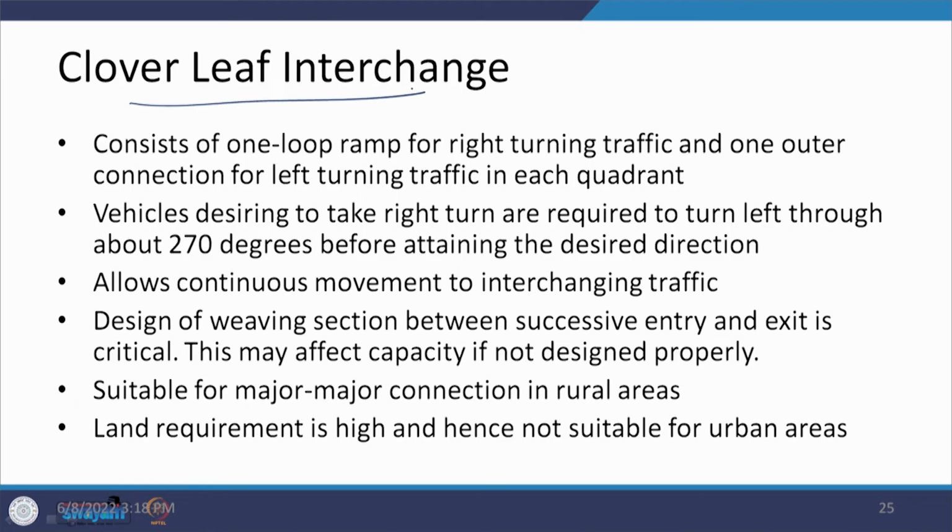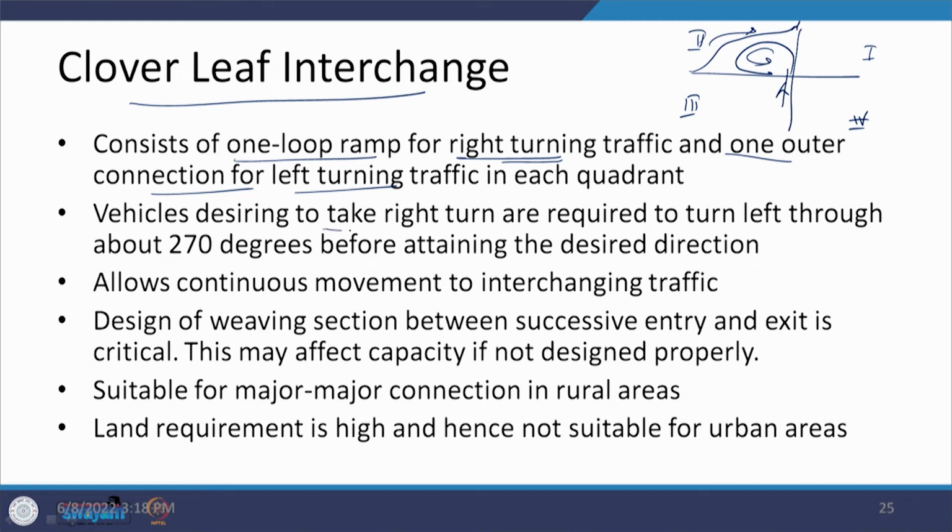Now, another case is of a Cloverleaf interchange. In the case of Cloverleaf interchange, we have different types of things. One is a loop ramp for right turning and one outer connection for left turning, which is being provided in each quadrant. Each quadrant means that you have 2 crossing roads. So, you have quadrant 1, quadrant 2, 3 and 4. One thing is that you are going to have a connectivity directly for left turning, but another one is that you have a connectivity for this type of movement from here. So, each quadrant has two types of things, one for left turning and one for right turning, diagonal as well as a loop.